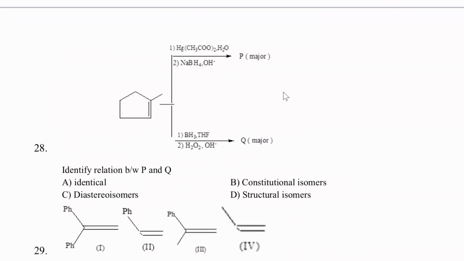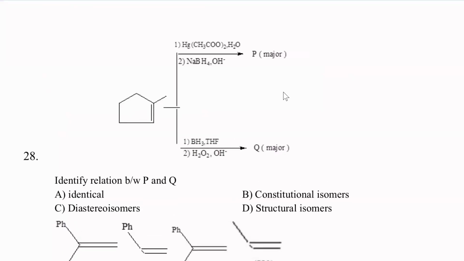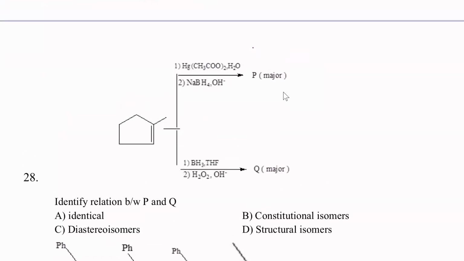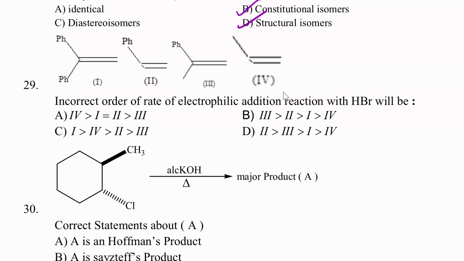Next, 28. Identify the relation between P and Q. So the first one is oxymercuration-demercuration. So in P, what you will get is OH here. In the second case, what we get is OH here. So P and Q are constitutional isomers because their position is different. And constitutional isomers are also called structural isomers.